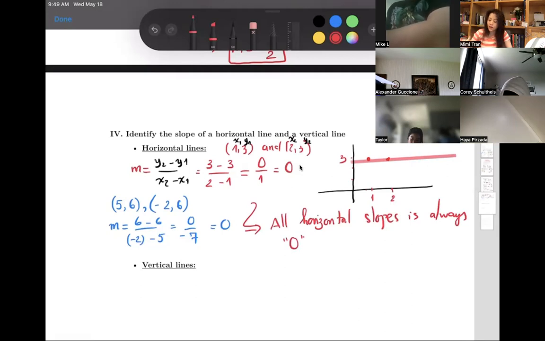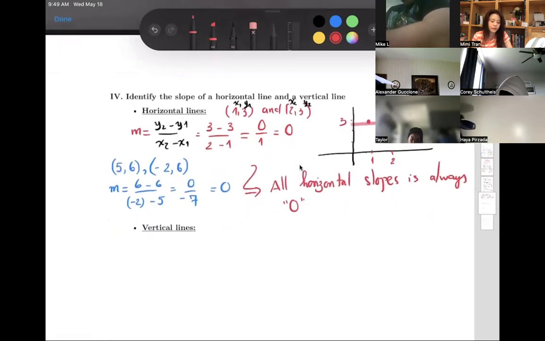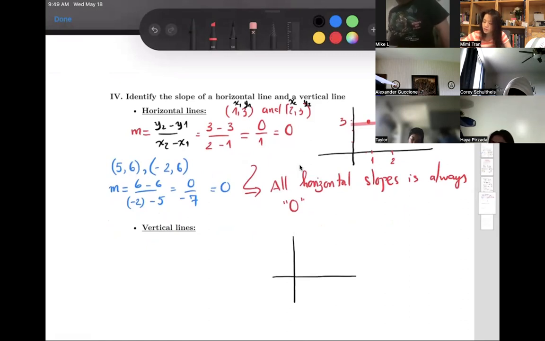What about the vertical line? Again, let me give you an example. Vertical line. So I have, let's see what I have here, say 2, 4 and 2, 1.